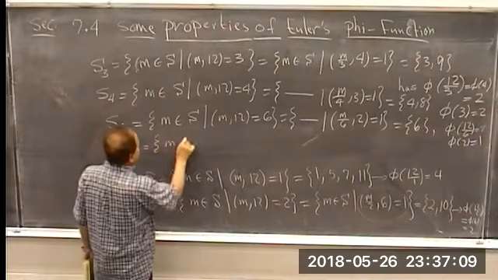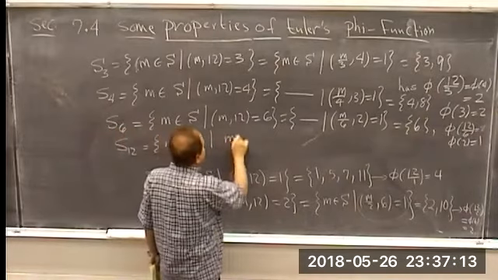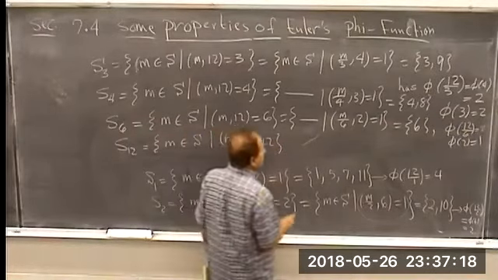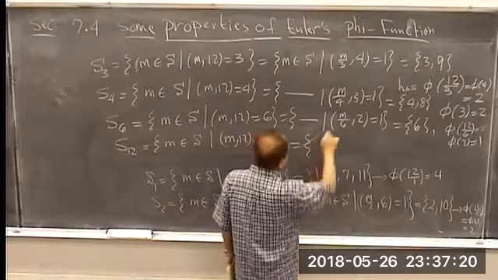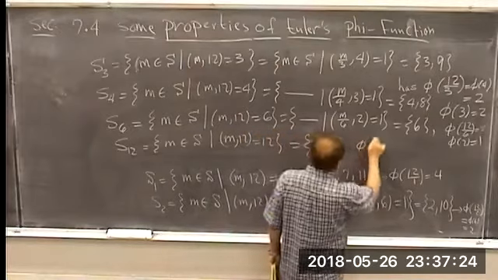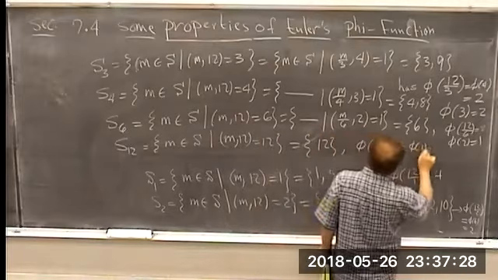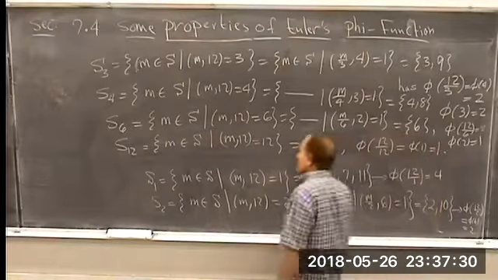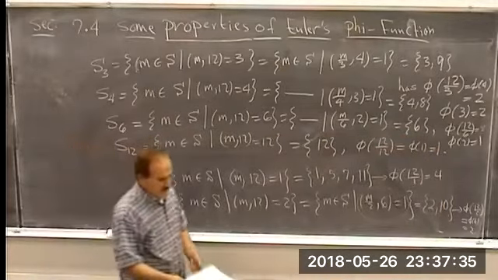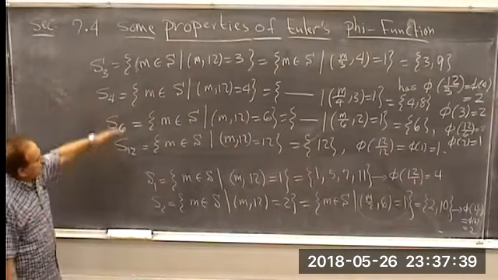And the last one is S12. This consists of m such that the gcd of m and 12 equals 12. Again, this consists of one element. We could repeat the same thing, and this is the same as phi of 12 over 12, which is phi of 1, equal to 1. And the union of all of these is equal to S, and they are disjoint.